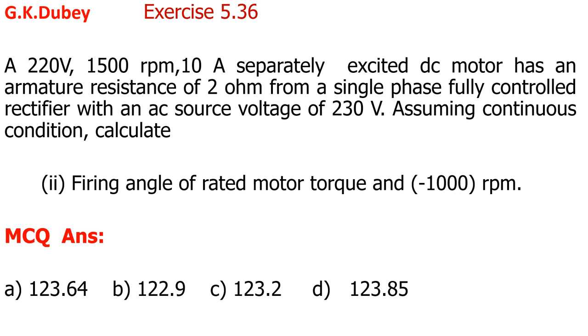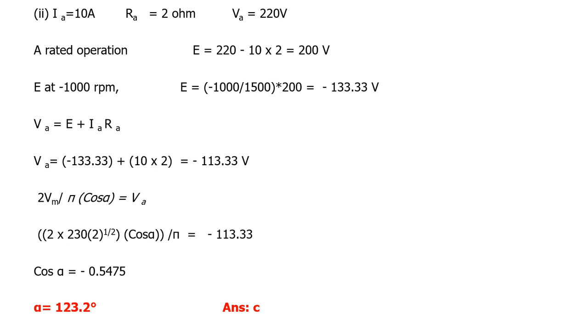Again, 4 options are given as answers. You have to find out alpha and then choose the correct one. For that, you have to substitute in the same equations. You already calculated at rated operation E value as 200 volt. Now they have given speed as minus 1000 RPM, so I have to find out E at minus 1000 RPM. E is equal to minus 1000 divided by 1500 into 200, which is equal to minus 133.33 volt.